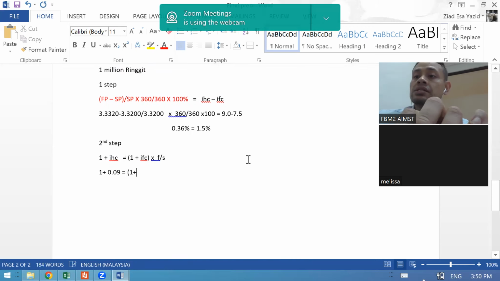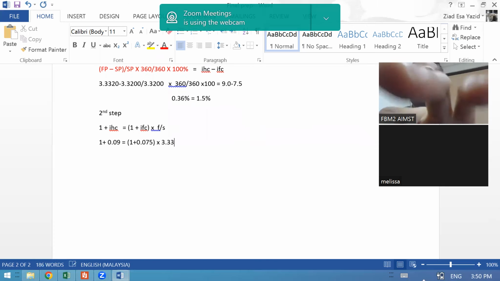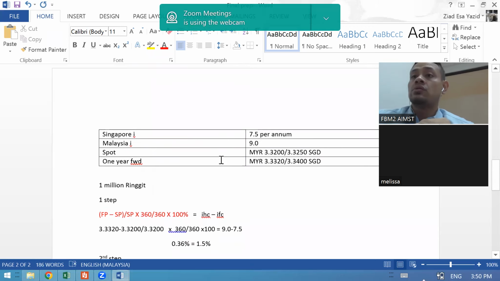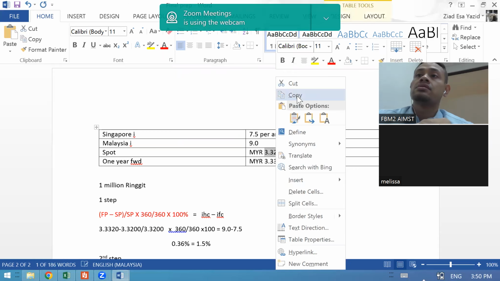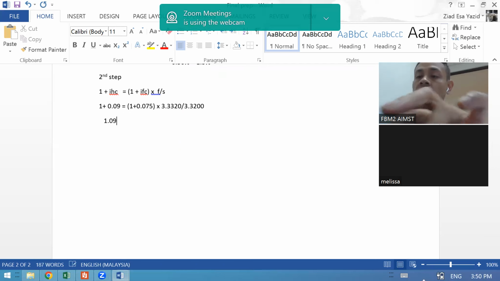Equals 1 plus interest rate of foreign currency, 1 plus 0.075, and then times forward. Our forward is 3.3320, divided by spot, which is 3.3200. Then how much you get? 1.09, sorry, 1.09 equals 1.079. Supposed to get this answer.